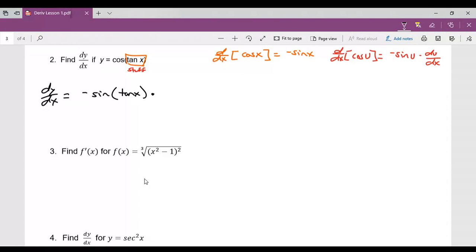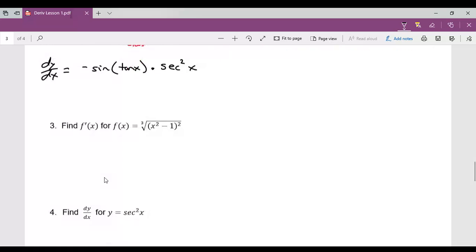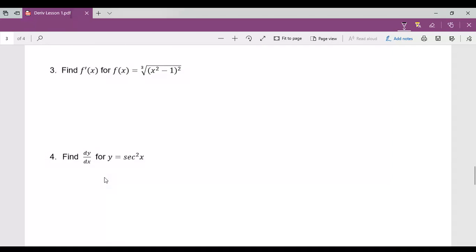Well, stuff is tangent x. So the derivative of tangent x we have memorized is secant squared x. And that's it. There's no sprucing you can do here. This is negative sine of tan x times secant squared x. So pretty basic. All right, let's take a look at this guy. Find f prime of x for f of x equal to that stuff. In this particular case, it probably would behoove us to rewrite this.